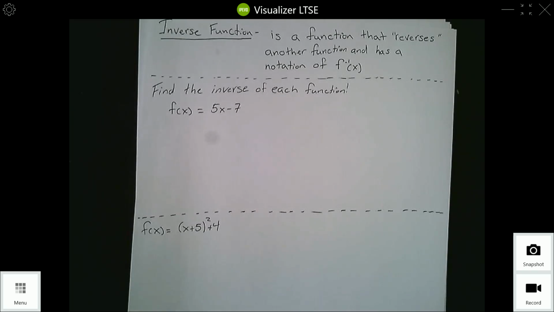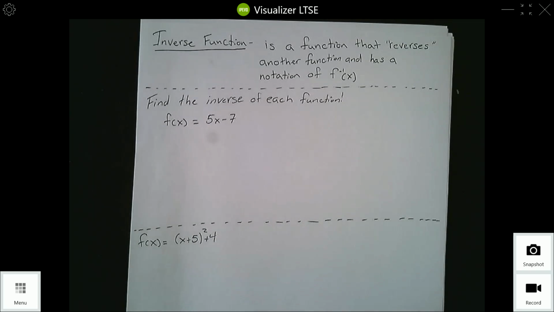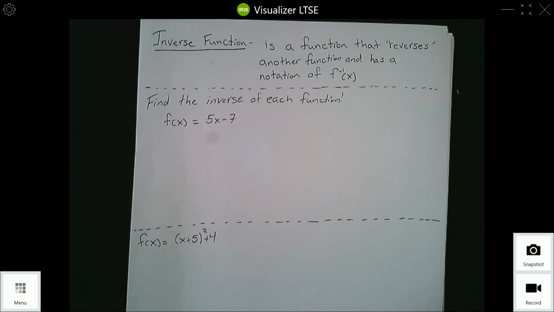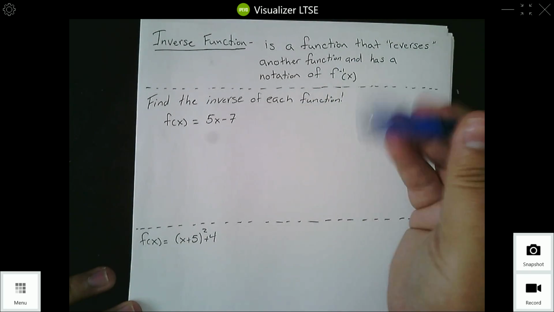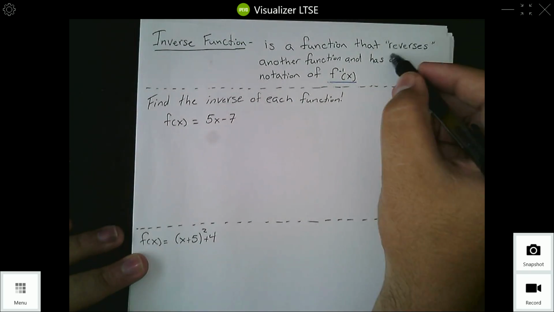Today, for Algebra 2, we're talking about inverse functions. I know we got into those when we looked at relations and one-to-one functions, but today we're going to go over inverse functions and how you actually calculate an inverse function. The first thing we want to do is define what an inverse function means. Essentially, it's a function that reverses another function and has the notation f to the negative 1 of x. Anytime you see this nomenclature, that means it's an inverse function.